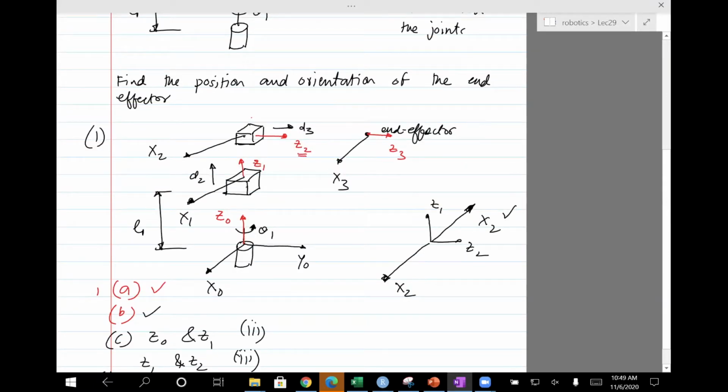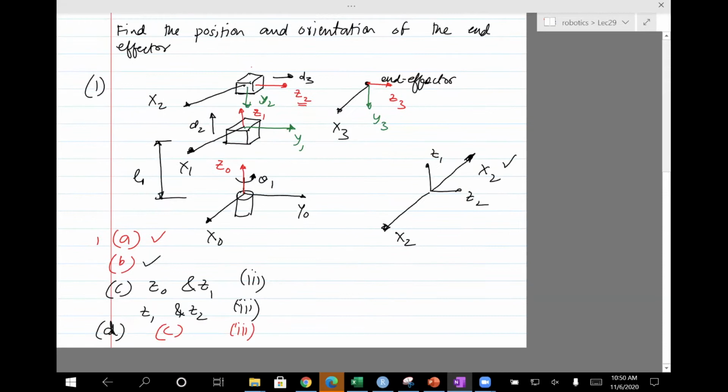So x1 is here, z1 is up, then y1 has to be this way. And then x is to the right, y has to be downwards for it to be consistent with the right hand rule, and then same for here. This, as you see, has no bearing on our DH table. If you want, you can draw it, but it's not required. So that's it. That basically completes the coordinate frame assignment problem.